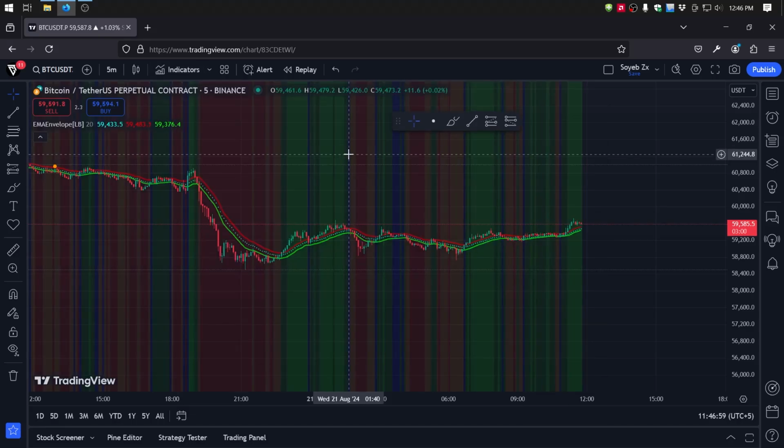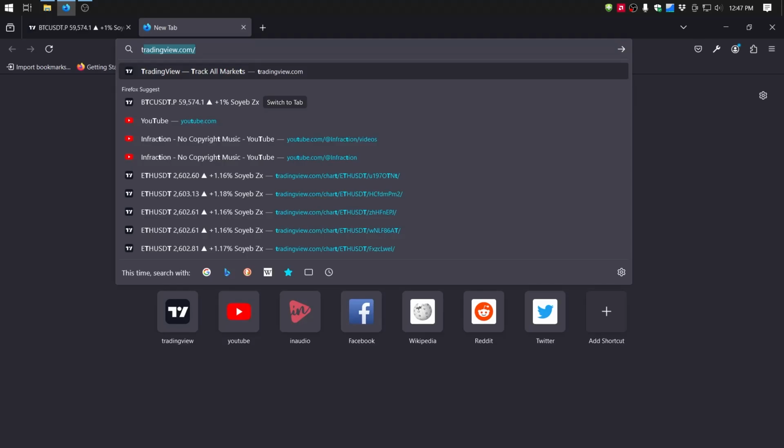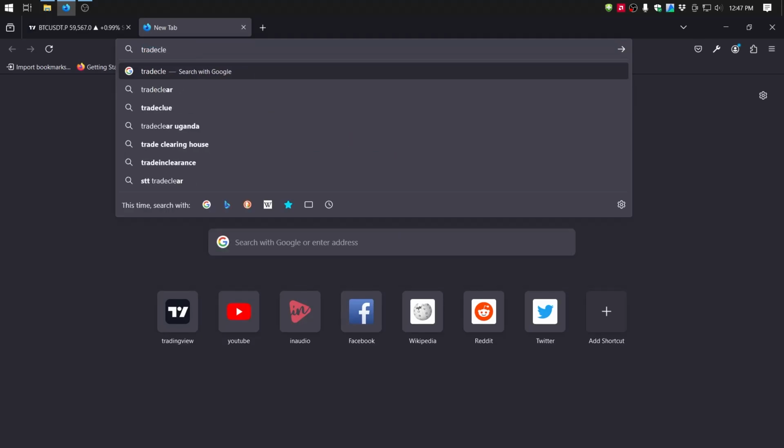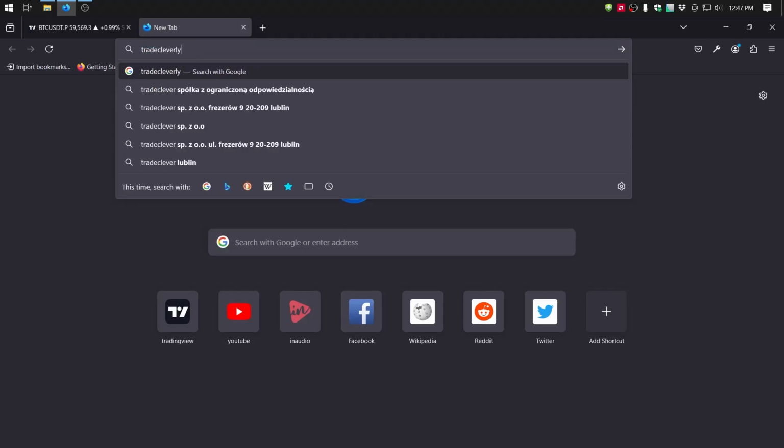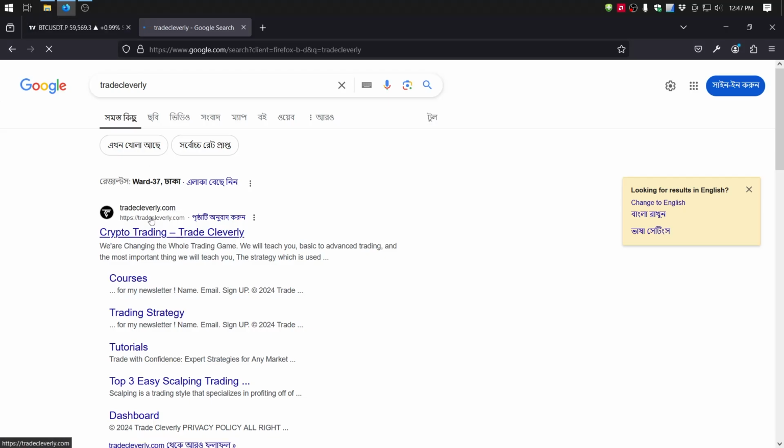Now I have to add our second indicator, and the indicator name is Crossover, and this Crossover indicator was made by our team. Really, it's working very perfectly, and you will get the indicator for free. You just have to visit our website tradecleverly.com. So I simply write here tradecleverly. You can see tradecleverly.com.